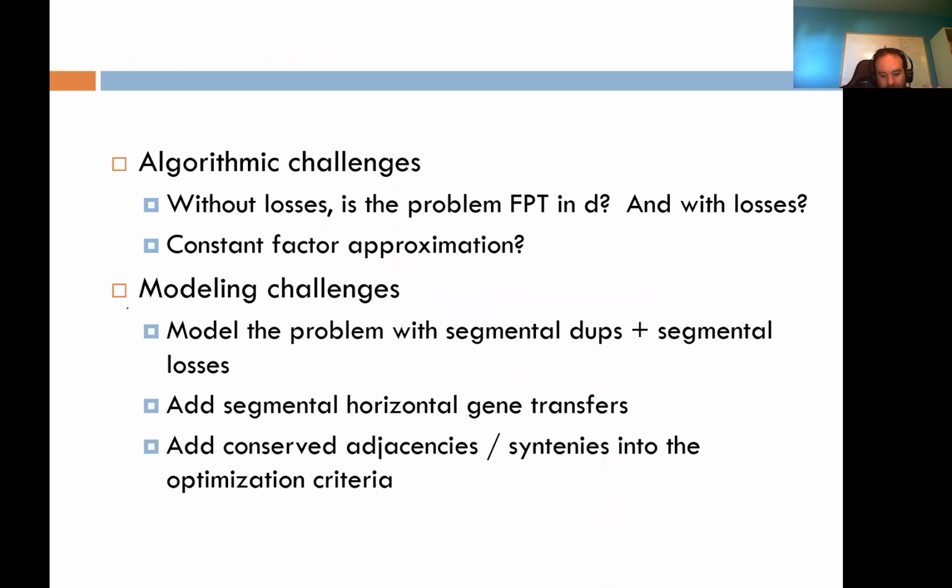I have another part to this talk, but I'll go over it briefly. This is just the conclusion for that part, but it seems I've been talking forever now. I'll spend 5 minutes on the other problem and try not more than that. But I will mention some algorithmic challenges with this model: even if we ignore losses, we don't know if the problem is FPT in the parameter D, the number of segmental duplications. And we don't know with the losses if you try to ignore this ratio that we had in the complexity.